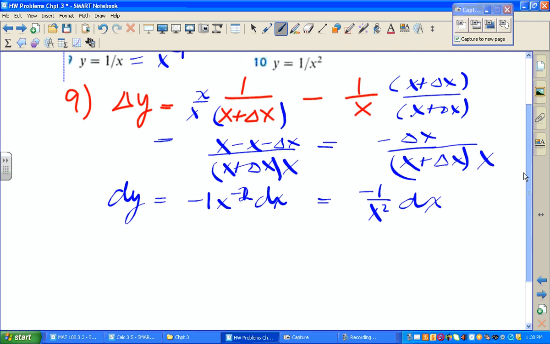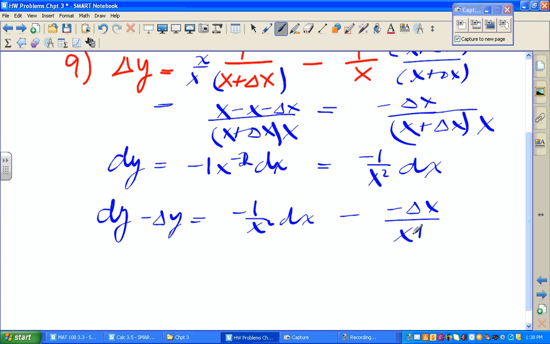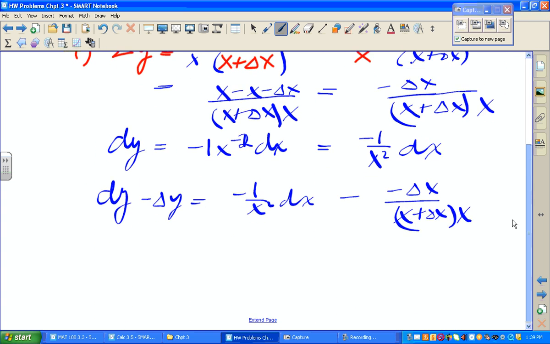And then finally, C. It says what's dy minus delta y, and that is this, negative 1 over x squared dx minus negative delta x over x plus delta x times x. Well, unless you have numbers, you're not really going to combine a lot of things. So for C on all of these, we could just put that minus that. That's basically what you're doing. If you don't get fancy with some algebra, you could get a common denominator, but that's about all you're going to do.